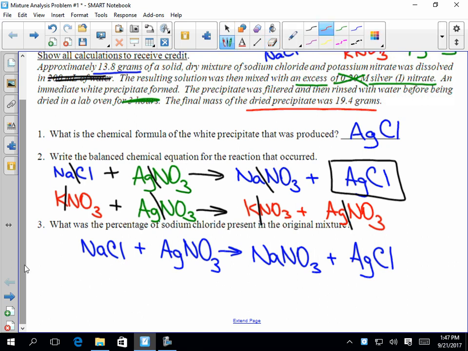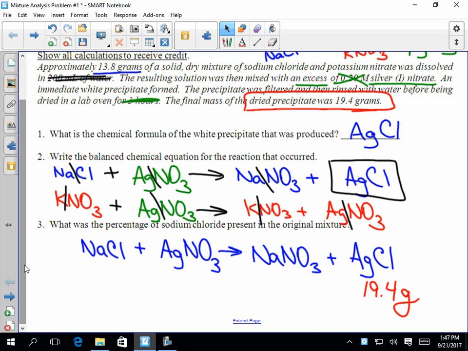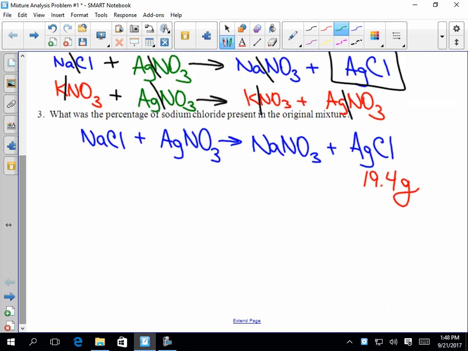Instead, here's what I know. Stay with me. 19.4 grams, you betcha. That is pure AgCl. That I know. That's pure stuff at the end. So now what we're going to say is, you know what? This is my known. This is my unknown in the world of stoichiometry. We've got to work backwards. And we've done this so many times, I know you can do this.